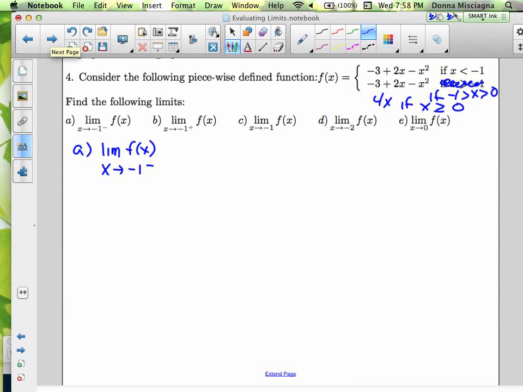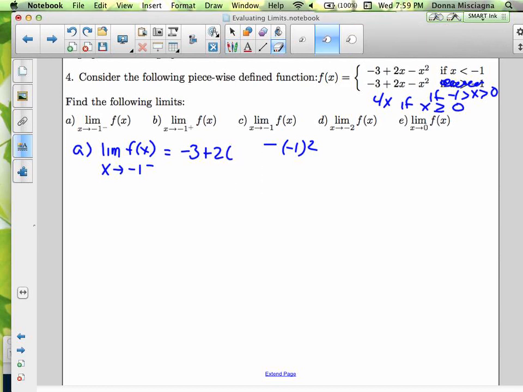All right, so we have the limit as x approaches negative 1 from the negative side, f of x. We're going to plug into the less than. We'll have negative 3 plus 2 times negative 1 minus negative 1 squared. Negative 3 minus 2, that's going to be minus 1, so that's going to be 0.